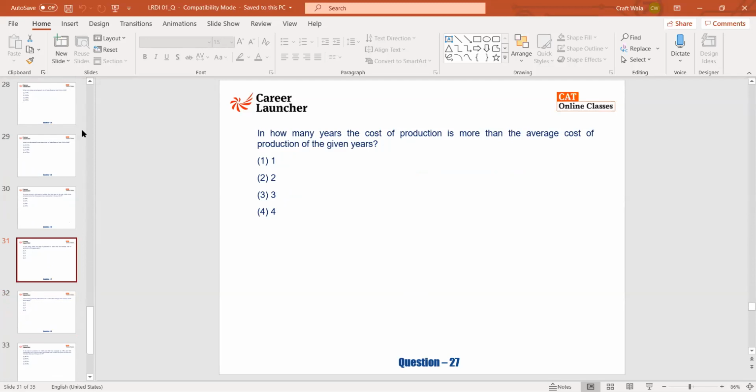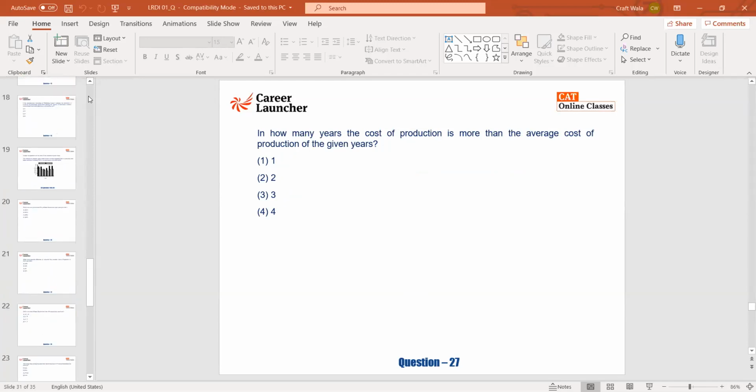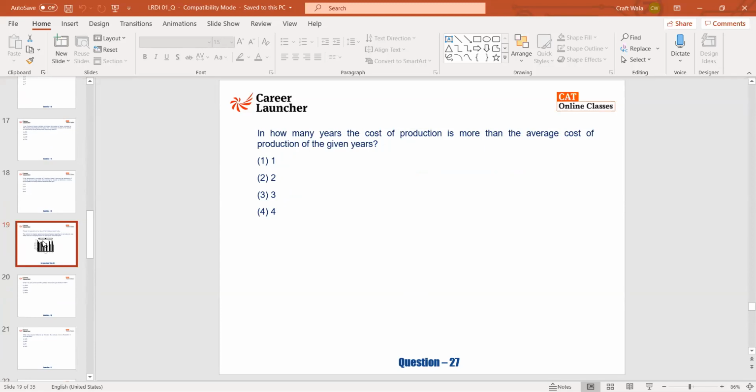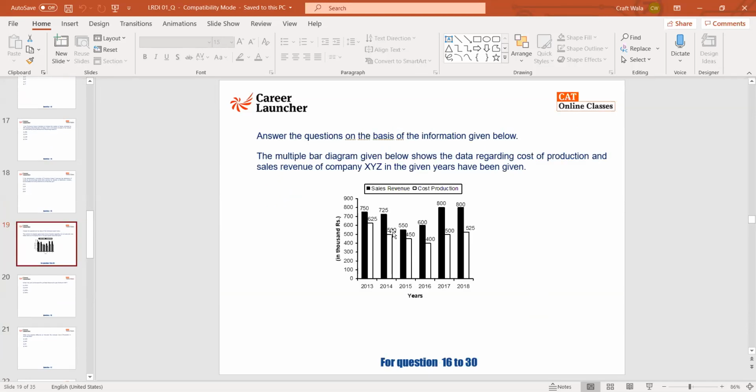Yes. Okay, next one. 27th. How many years is the cost of production more than the average cost of production? 2 years. 3. No. What is the average cost of production that you will get? It should come 3, 2, I think so. So the average cost of production, if I add, so that will come what? 625 plus 11, 11 plus 4, 15, 15 plus 9, 24, 30. It should come 500 something.